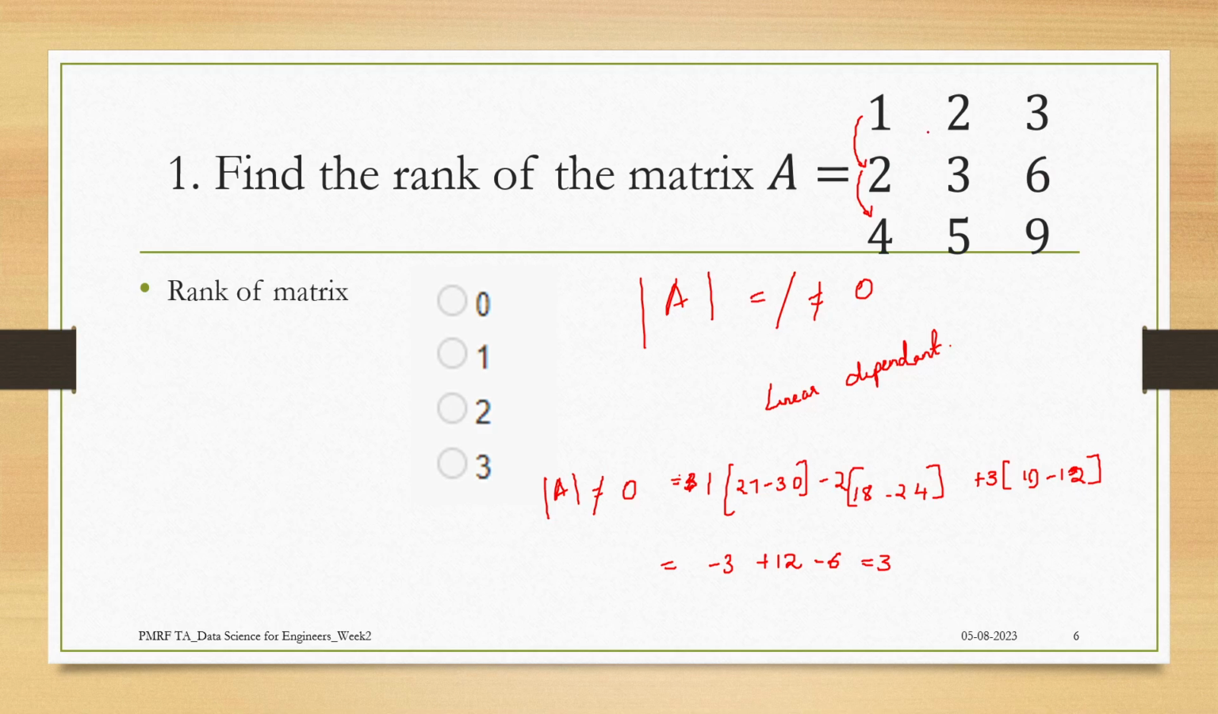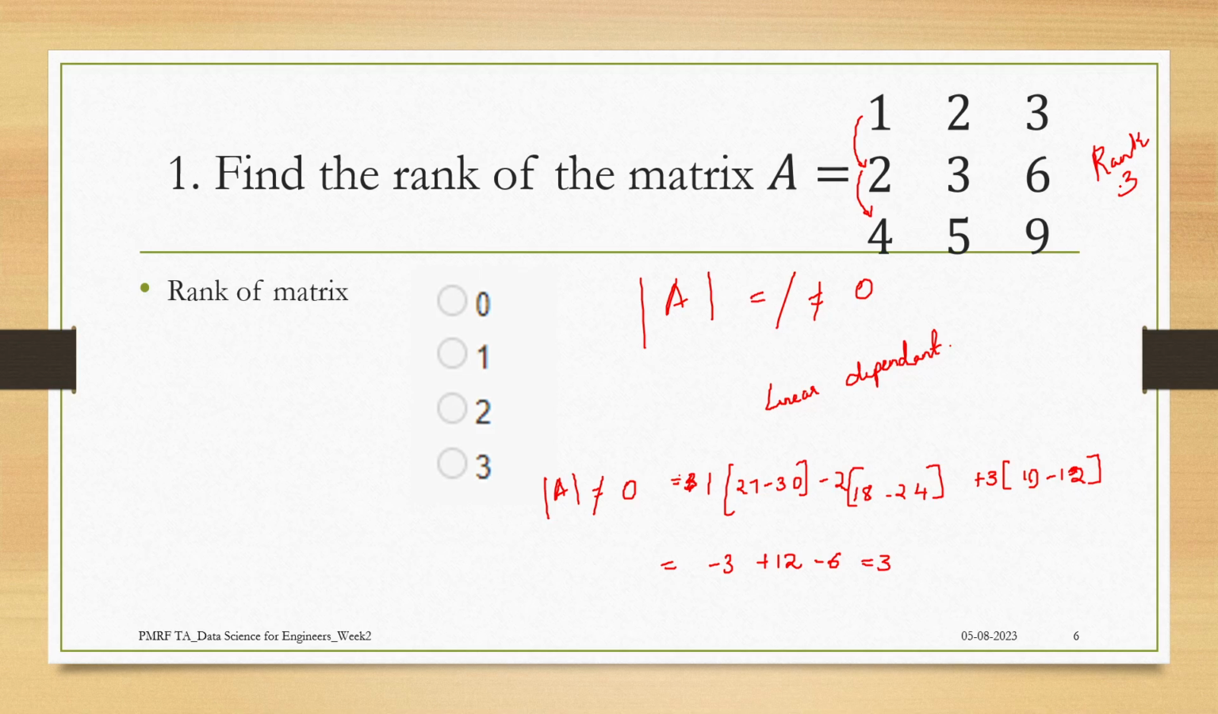Look column wise also: 1, 2, 4, then 2, 3, 5, then 3, 6, 9. There is no way that you can relate these 3 columns either. So all are independent, and you can say that this particular matrix has rank equal to 3. After we solve all these problems, we'll go to RStudio also and find it out.